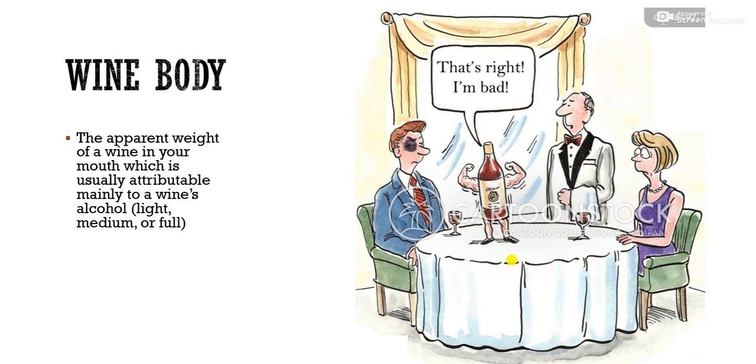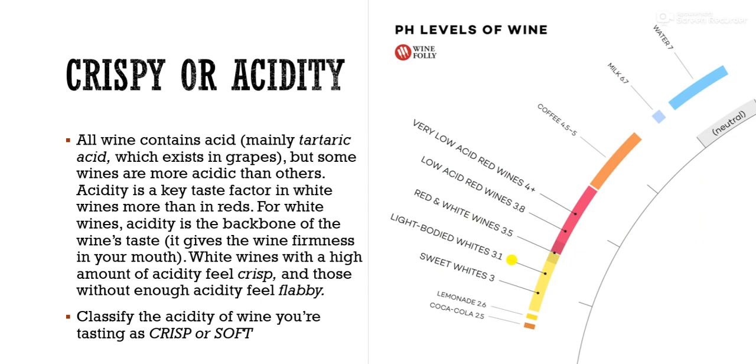Then we move to our third slide. Wine crispness or acidity. So crispness and acidity, they are interrelated. The crispness depends on the level of acidity. Each grape, all wines, naturally, they have an acid. They have tartaric acid. And some wines, some grapes, they are more acidic than others. And acidity usually is a taste factor of white wines. For white wines, I would say even acidity is a kind of a backbone of the wine taste.